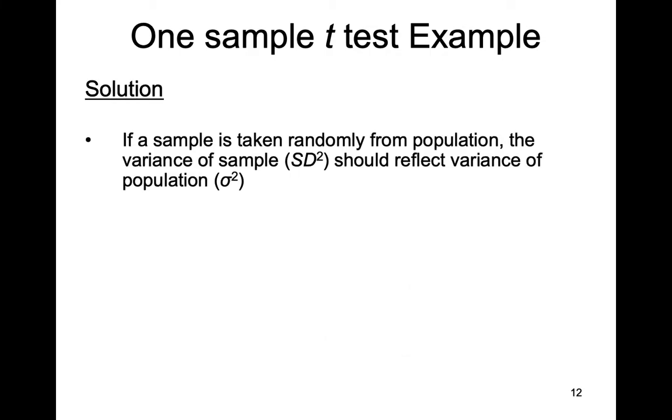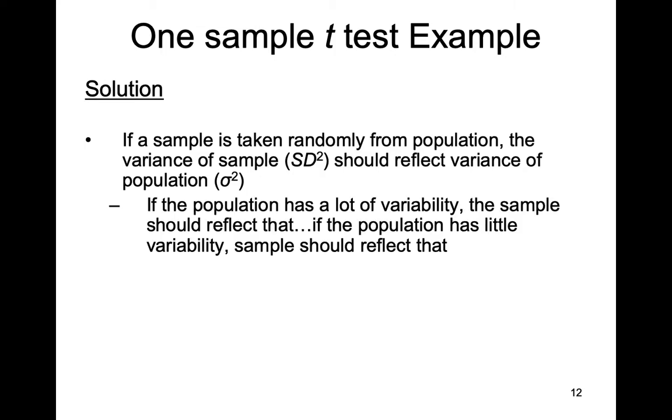But here's the solution. If a sample is taken randomly from the population, the variance of that sample should reflect the variance of the population. Okay, and this should be a fairly straightforward assumption, that if we take a random sample, and in this case we took 10 people, we can look and see how much variance is in that sample. And the variance in that sample should be some indicator of how much variance there is in the population.